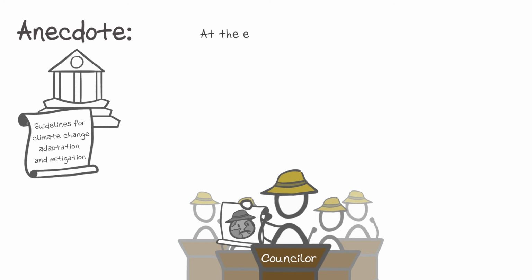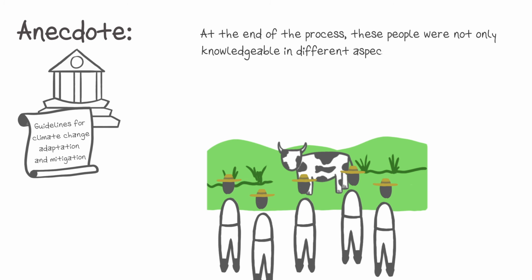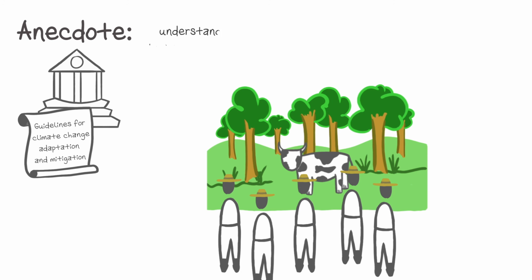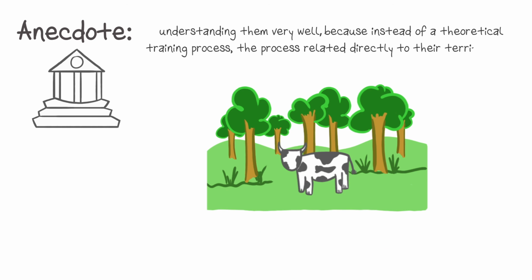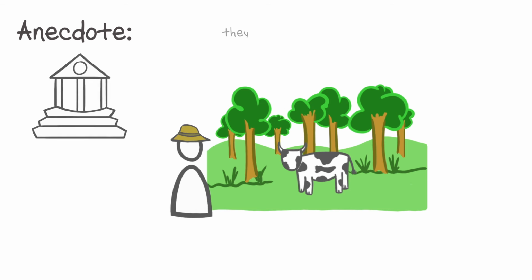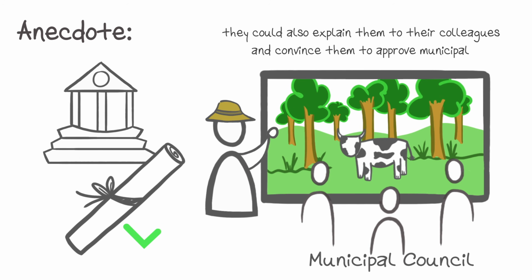At the end of the process, these people were not only knowledgeable in different aspects of climate change, understanding them very well, because instead of a theoretical training process, the process related directly to their territories. They could also explain them to their colleagues and convince them to approve municipal laws.